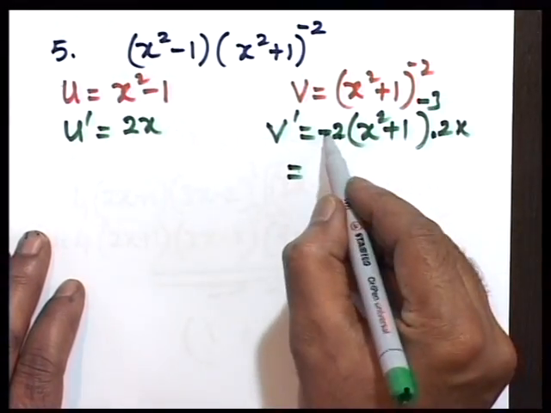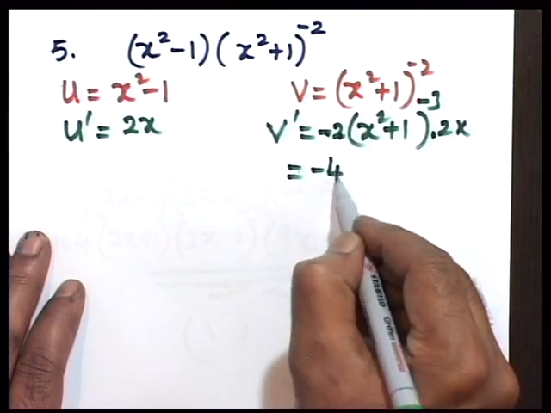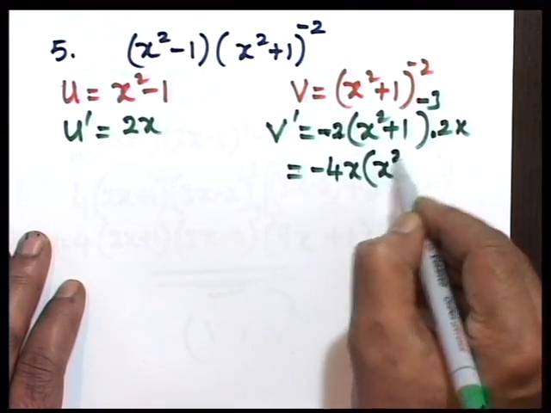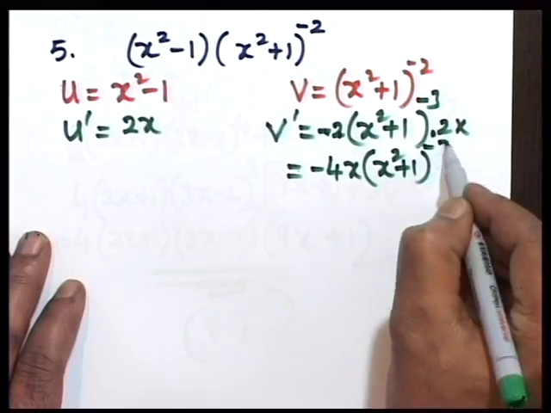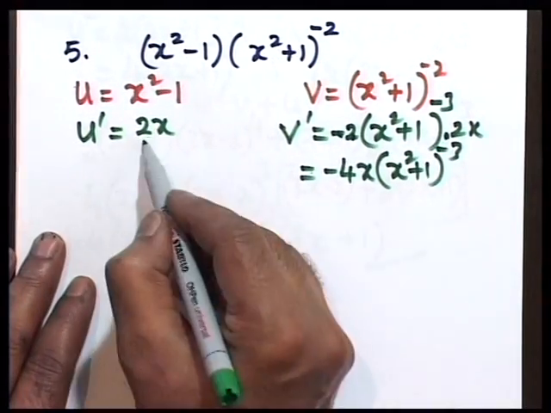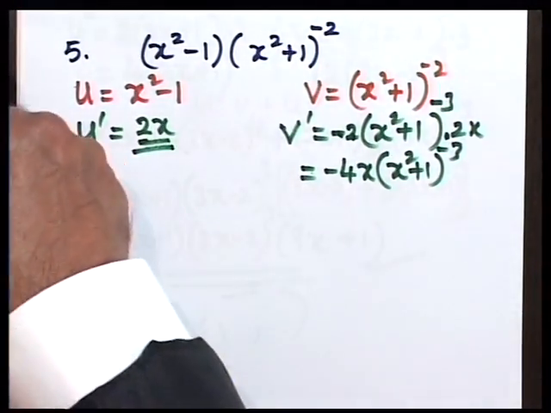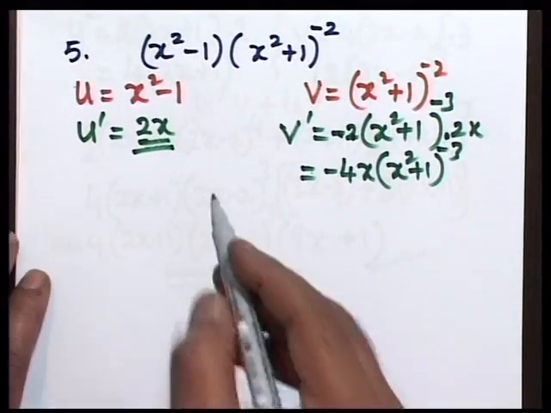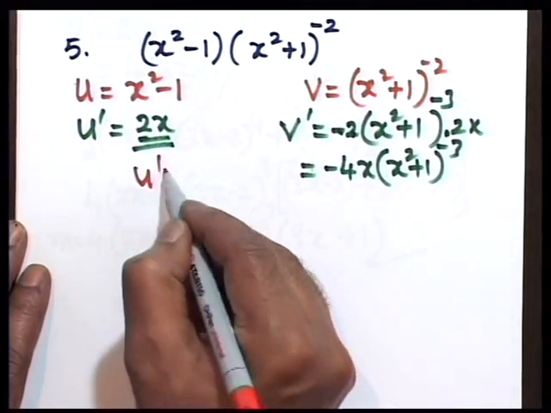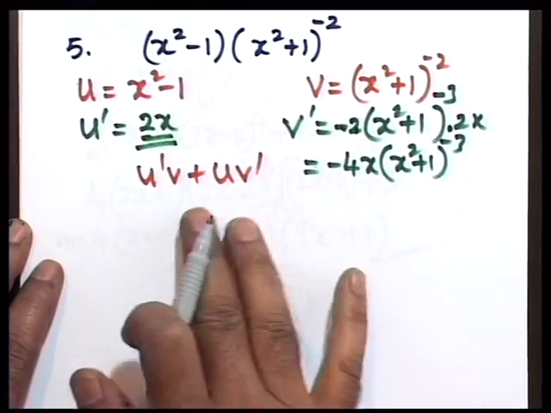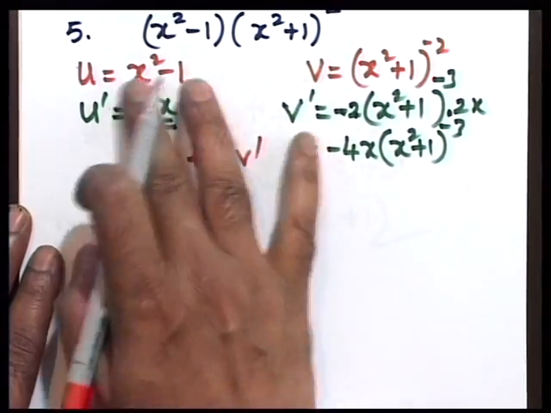Simplify a little bit more. Minus 2 times 2x is minus 4x, times (x squared plus 1) to the power minus 3. That stops there. This is fine, looks okay. Now we just need the u dash v plus uv dash story. Everything is ready for us.